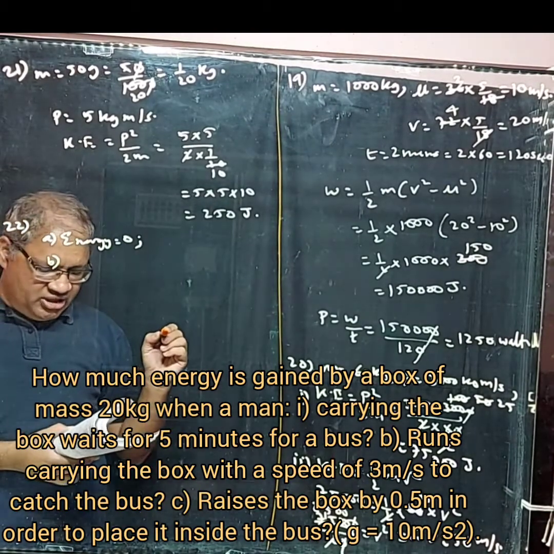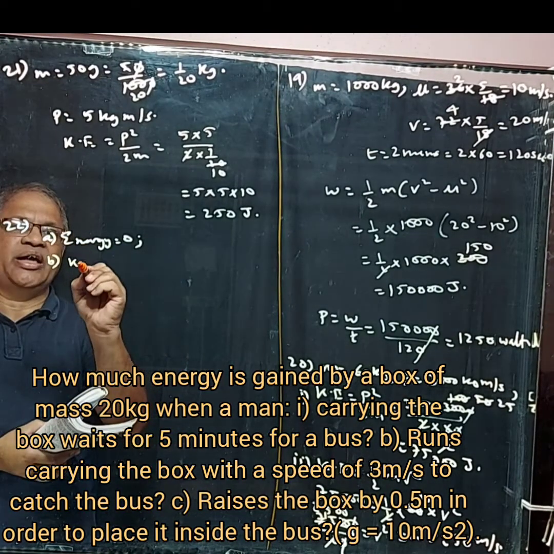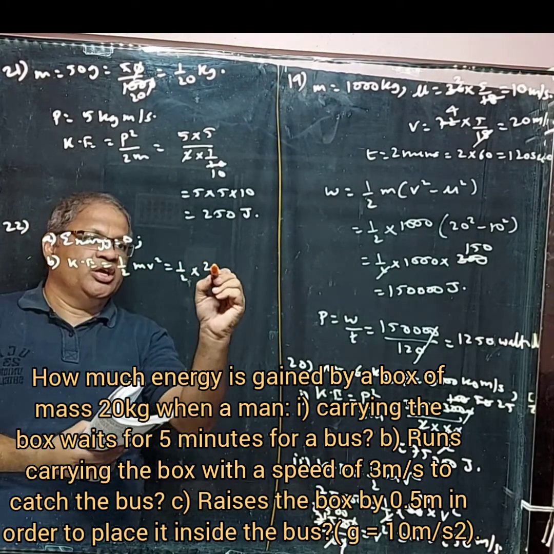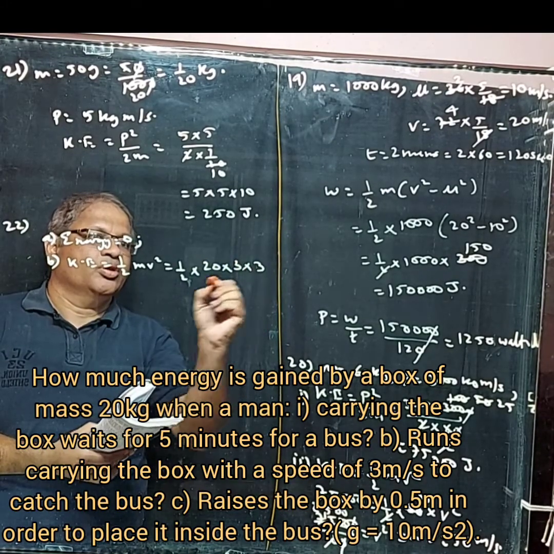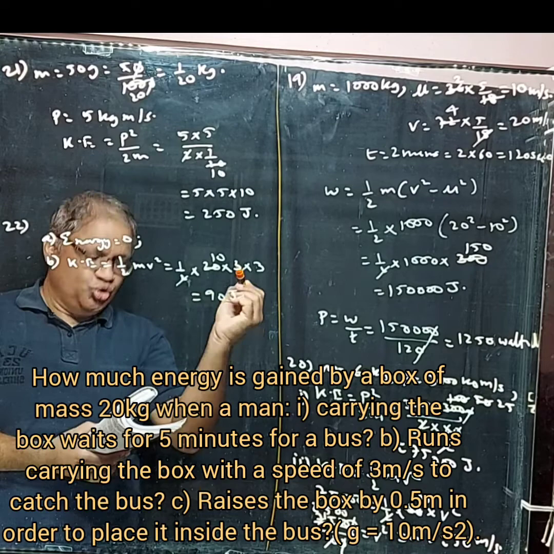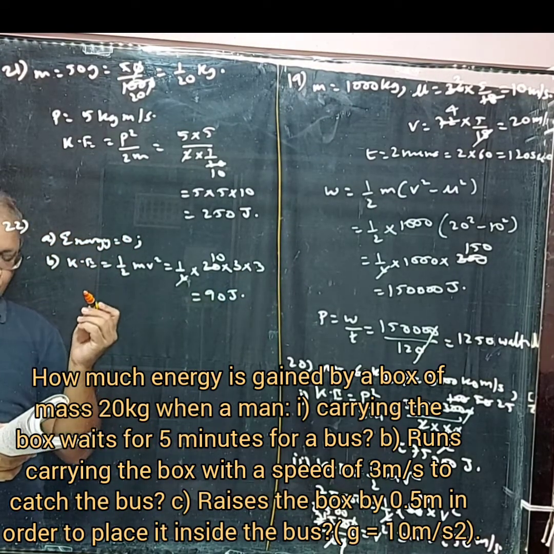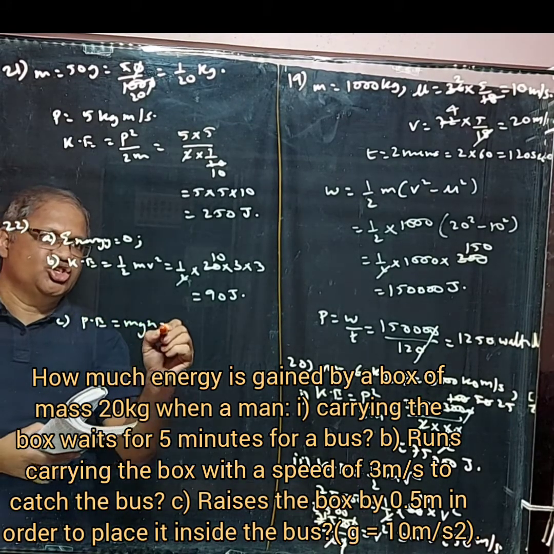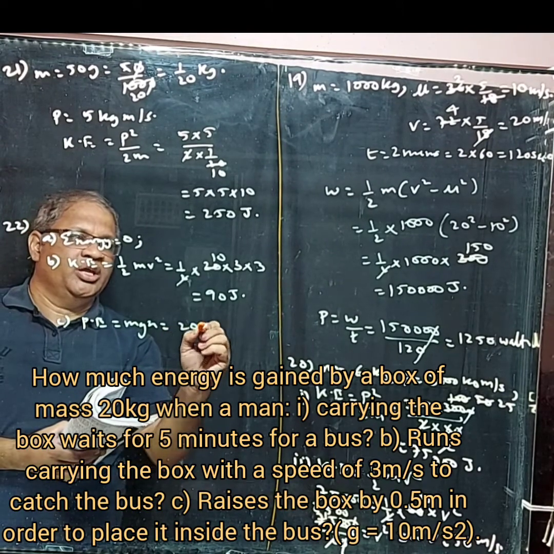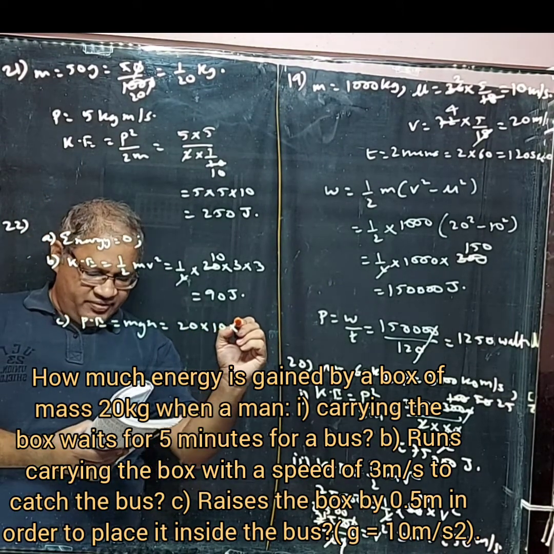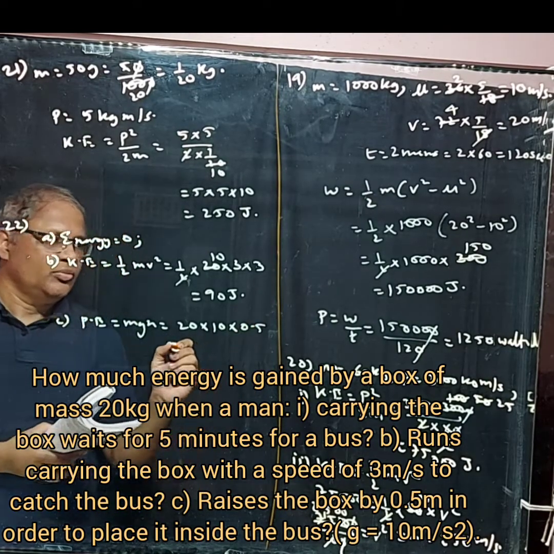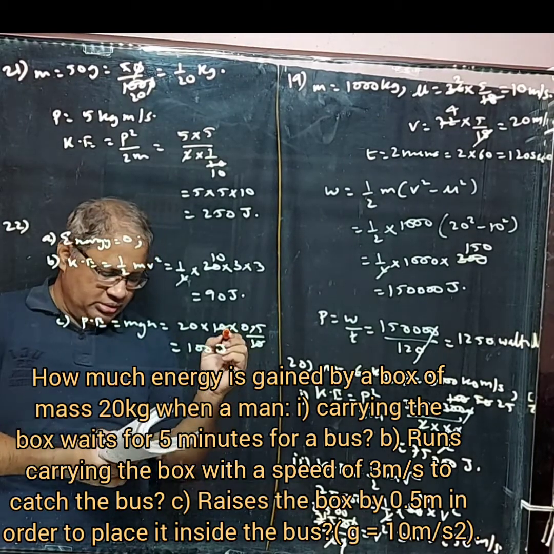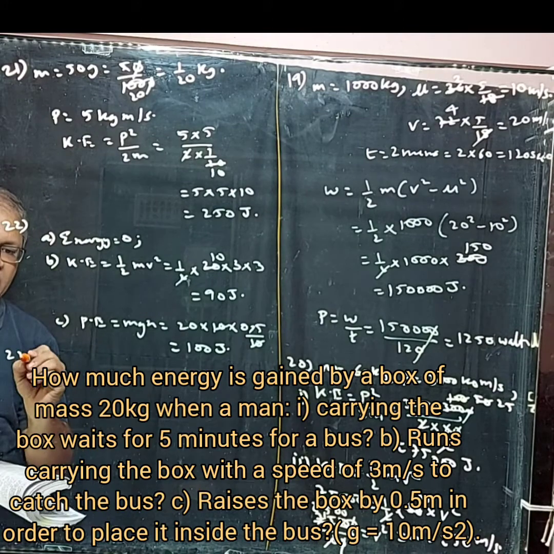Then B part, runs with the box with a speed of 3 meter per second. So that means kinetic energy, right? Half mv square. So half mass is how much? 20. Velocity is 3. 90 joules. Then raises the box by 0.5 meter. So that is potential energy, mgh. Mass is 20. g is 10. Height they have given is 0.5. So remove the point upon 10, this 10 gets cancelled. 100 joules. Yeah.